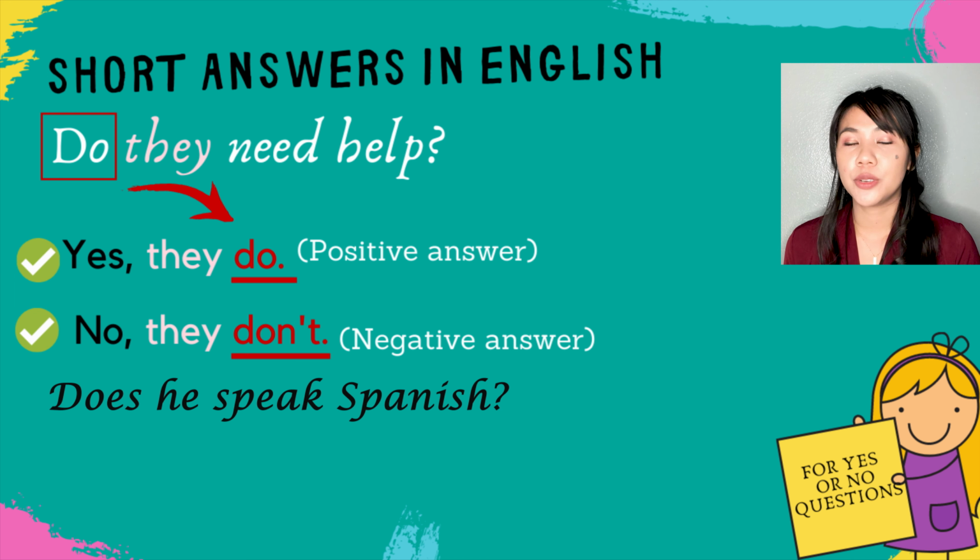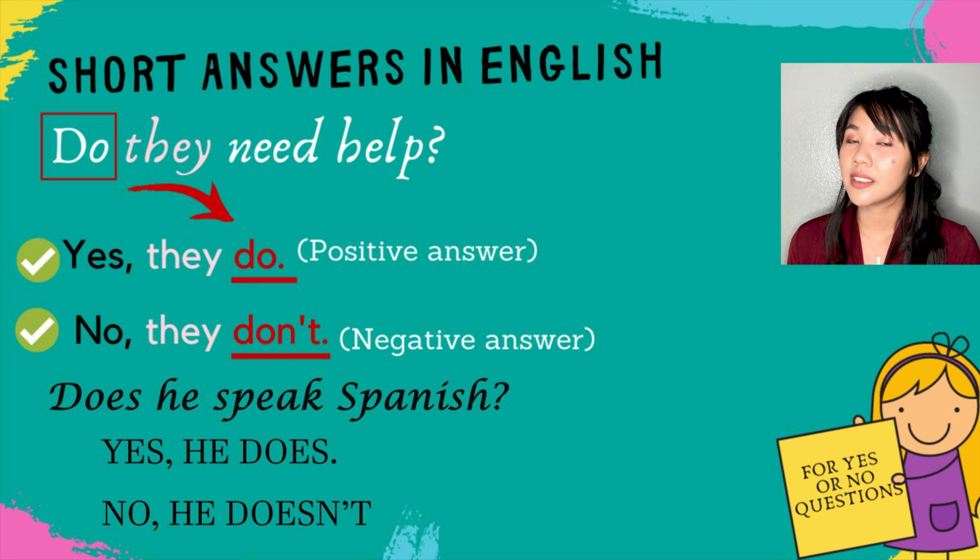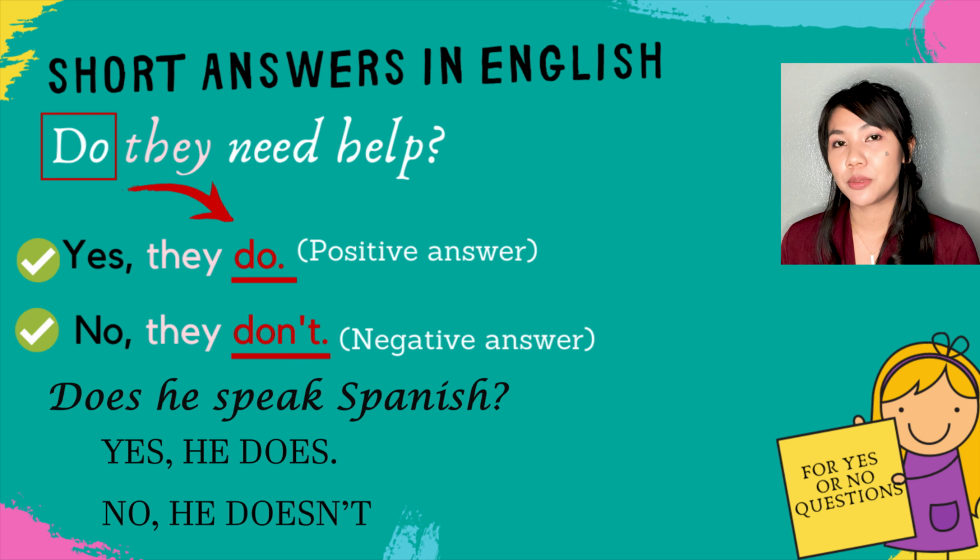Another example, does he speak Spanish? So it started with the word does, and our options are yes, he, since we're talking about he as our subject, does. Yes, he does. No, he doesn't. So from these examples, you can easily answer any questions that someone asks you in present simple. You just need to listen carefully.